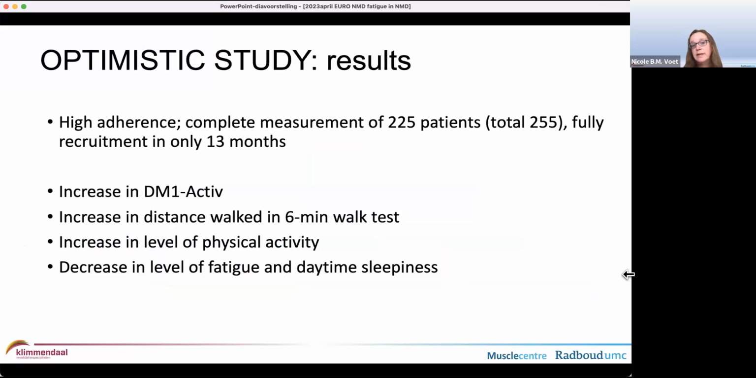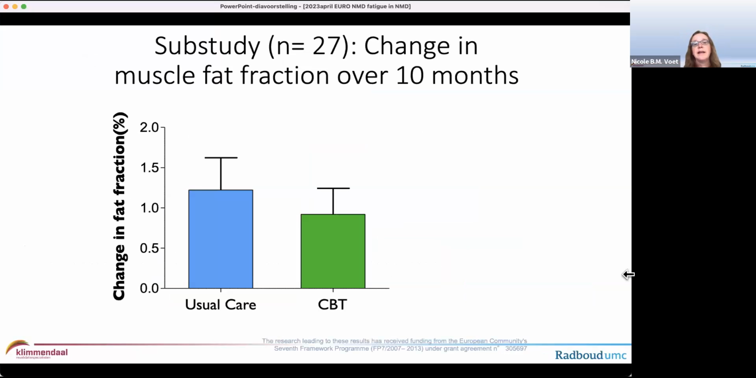The effect was an increase in DM1-Activ, an increase in distance walked in the 6-minute walk test, increase in level of physical activity, and a decrease in level of fatigue and daytime sleepiness, so also effective on fatigue. Here you can see the change in muscle fat fraction in DM1. No difference between the usual care group and the cognitive behavioral therapy group over 10 months.